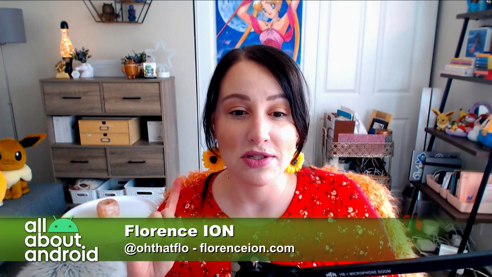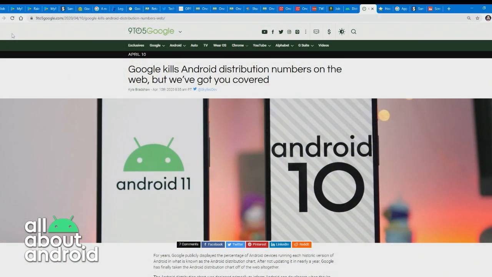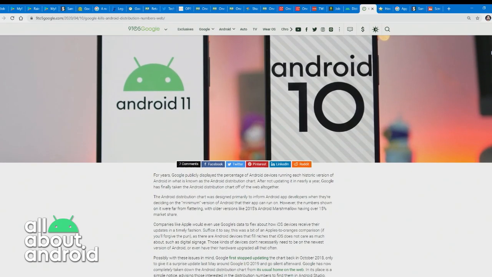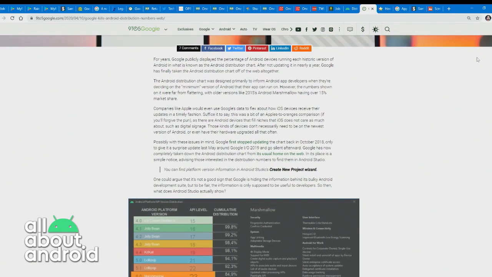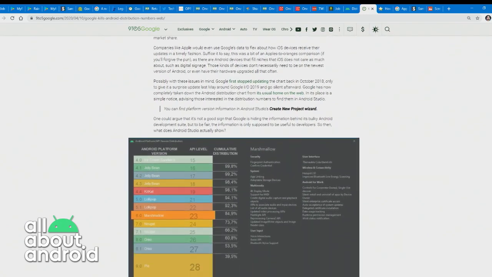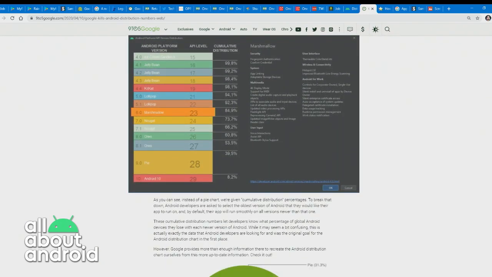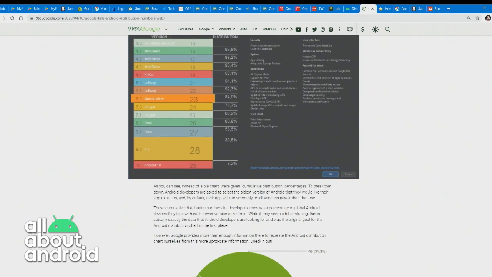So it has been removed from the web officially by Google. It was no longer up. The last time it was updated was back in October 2018, so we're talking almost 2 years ago. We did get a surprise update around Google I/O of last year, 2019, but now it's just been gone.